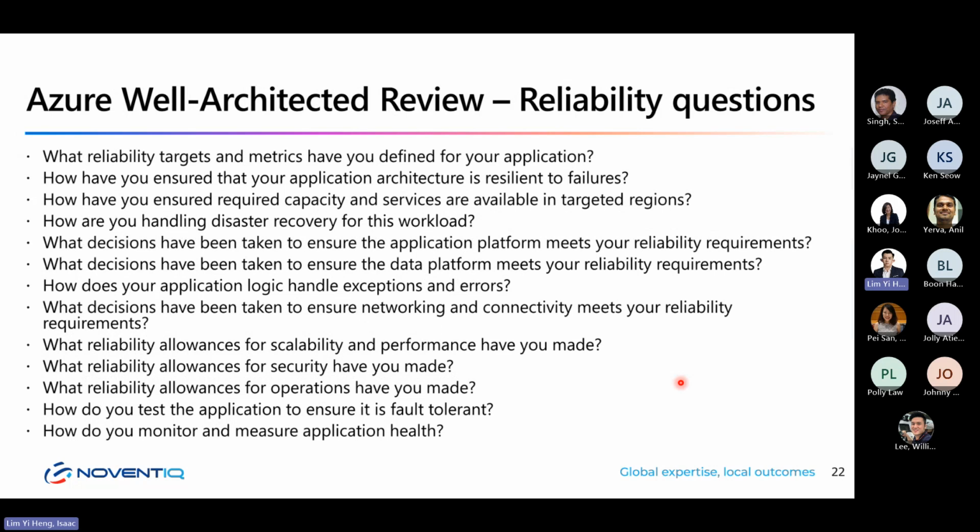And the third pillar, related to reliability, would be: what are the reliability targets and metrics that we have defined for the applications? Have we ensured that the application architecture is resilient to failures? How do we ensure that the required capacity and services are available in the targeted region? How do we test the application to ensure it's fault tolerant? And how do we monitor and measure the application health as well?